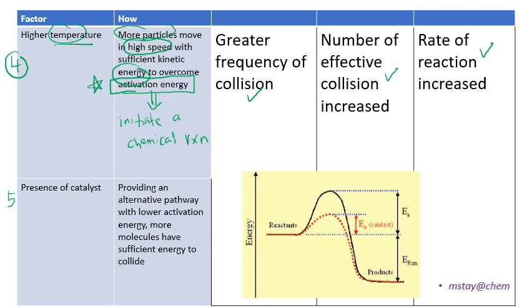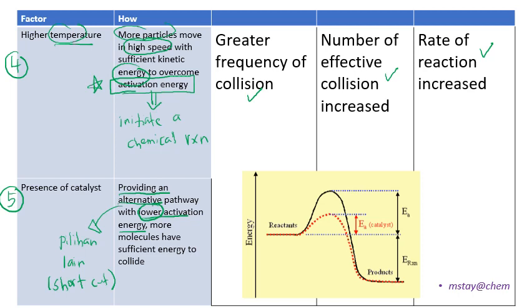The last factor that we're going to explain here is the presence of the catalyst. So the keyword over here is that the catalyst will provide an alternative pathway with lower activation energy. Alternative, that means pilihan yang lain. Or we can say that the catalyst will provide a shortcut. So this shortcut pathway will only use lesser activation energy.